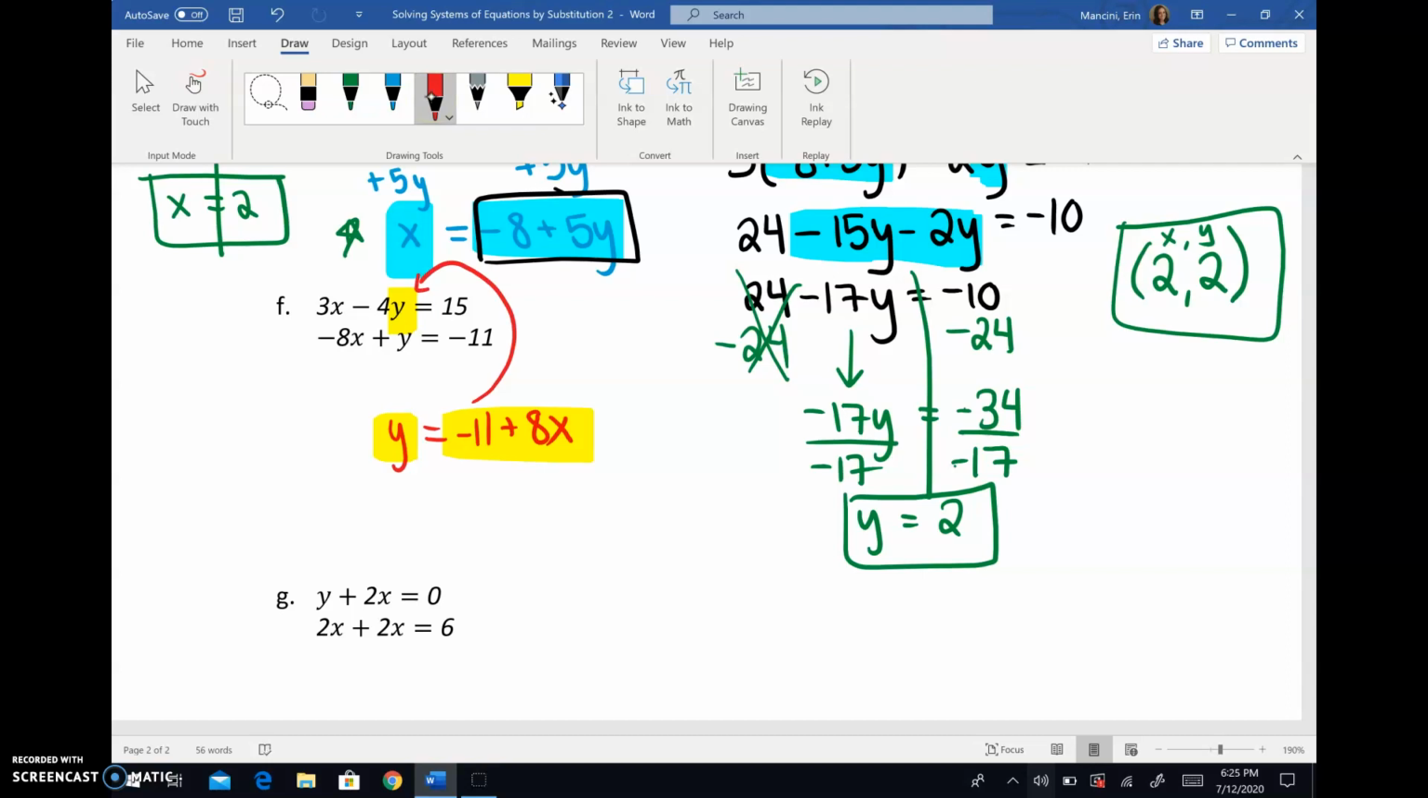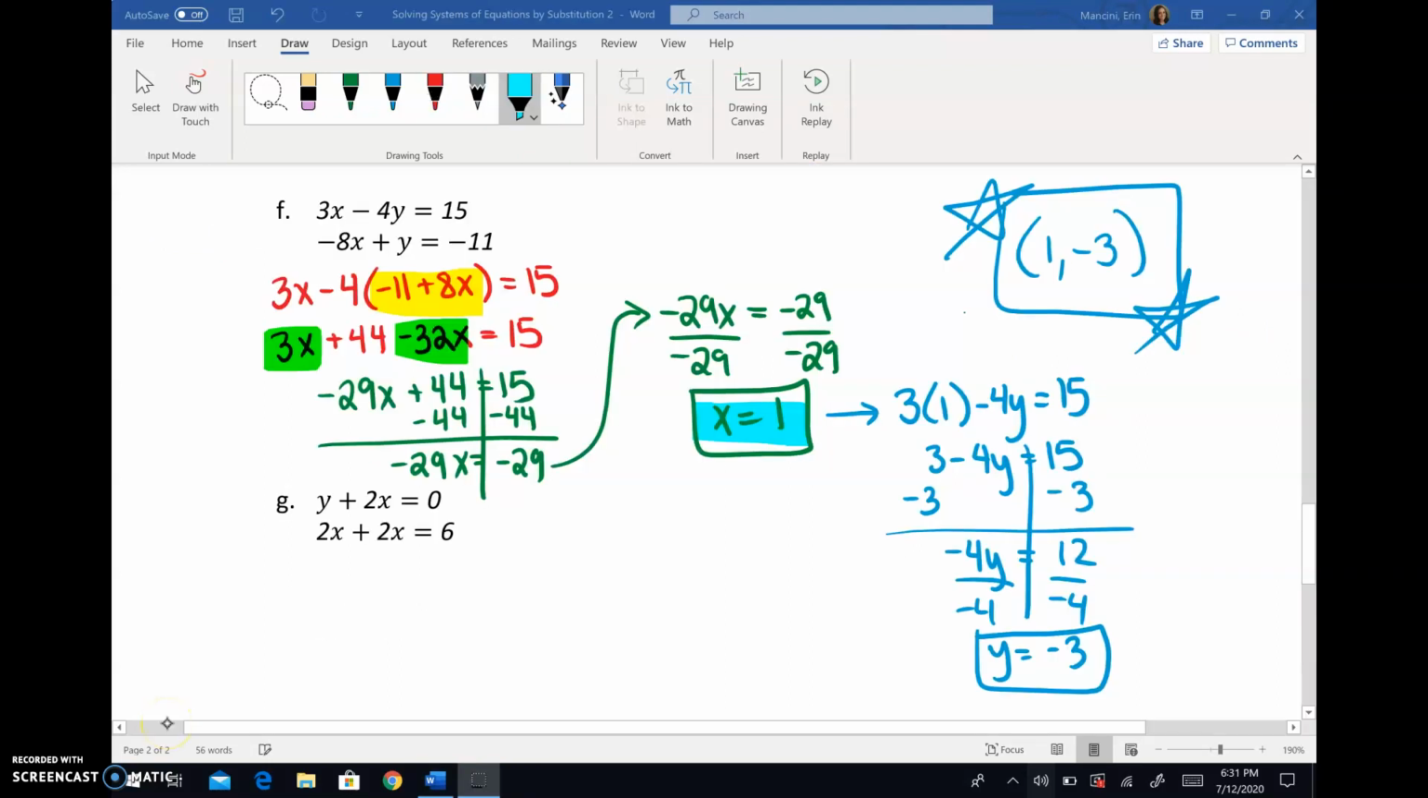Since this is a review, I want you to try that on your own. So I want you to take negative 11 plus 8x, substitute it in for y, clean it up, solve for y, then solve for x, and I'll come back with the answer. Okay, here's all my work, and my final answer is x is 1, y is negative 3. Take a look and see if you have any questions.